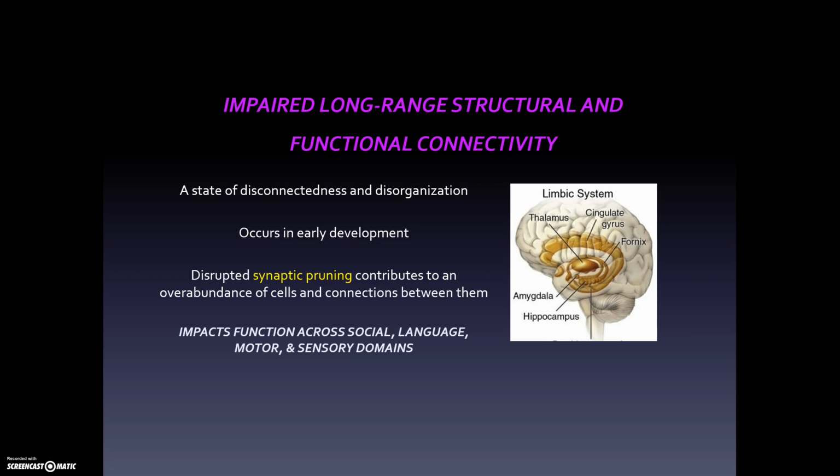It occurs early in development, and we now know some of the mechanisms that underlie that disturbance, one of which is a disruption of synaptic pruning. Synaptic pruning is the process by which the connections between neurons are reduced. And so what happens is an overabundance of cells and the connections between them, and we know that this impacts function across social, language, motor, and sensory domains.